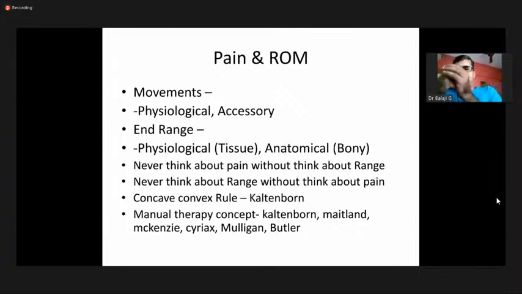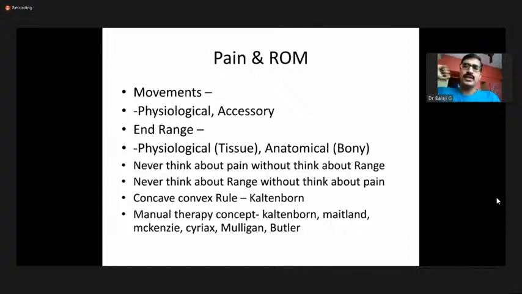Accessory movement is a movement which takes place inside the joint. There is a joint, with concavity and convexity, and inside the joint the movements occur between the articular surfaces. This is accessory movement. Physiological movements are flexion, extension, abduction, adduction. Without accessory movements, there are no physiological movements.